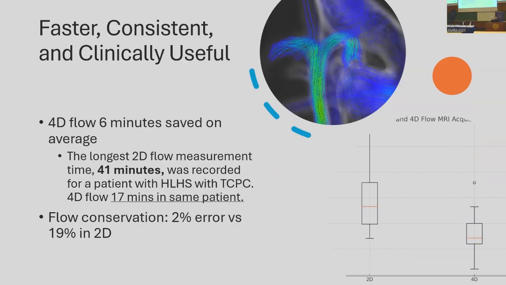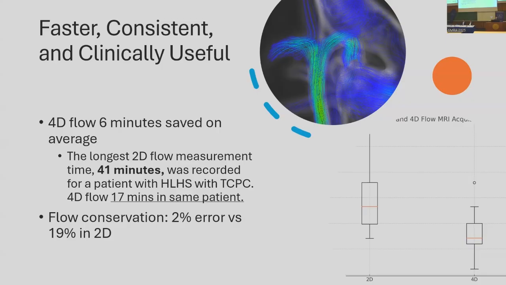For one of the examples, we had a patient with HLHS with TCPC, and the total scan time with planning and acquisition for that particular patient was 41 minutes. Speak to any radiographer or technician, planning takes a lot of time to make sure we get these accurate measurements. However, when we compare this to the 4D-Flow, the total acquisition was 70 minutes, quite a long time, but we needed it for suitable coverage.